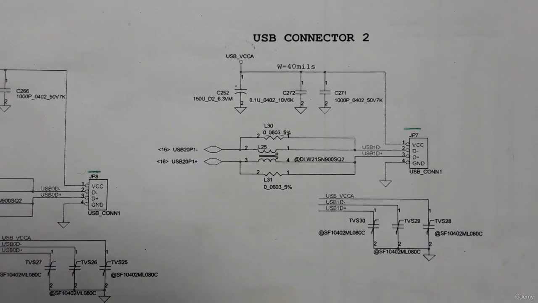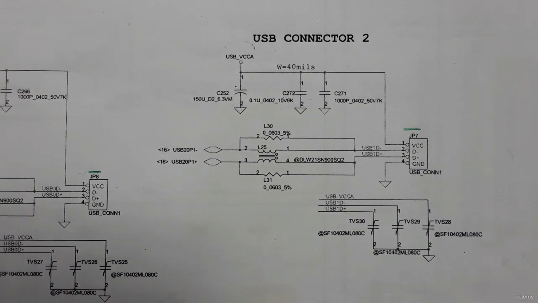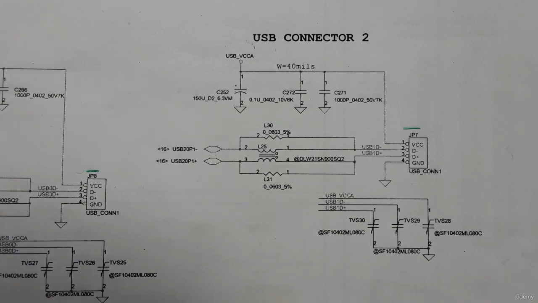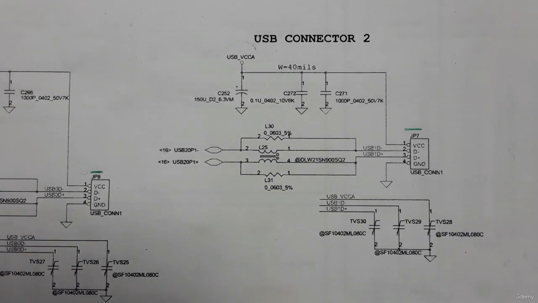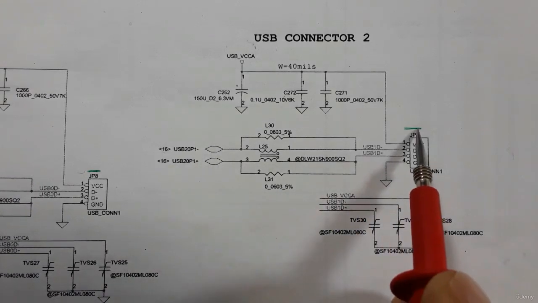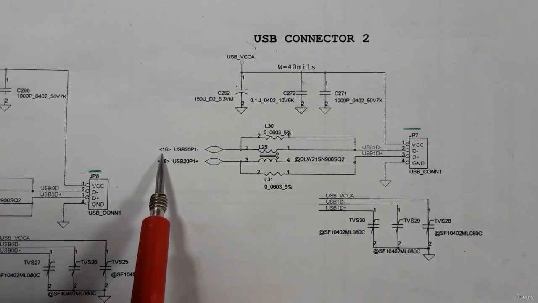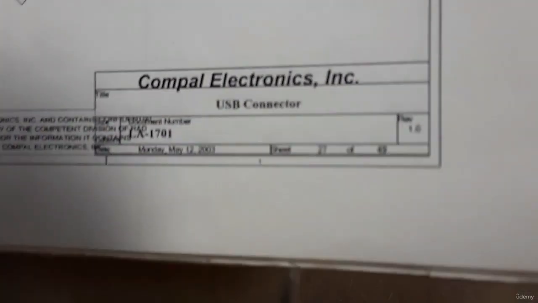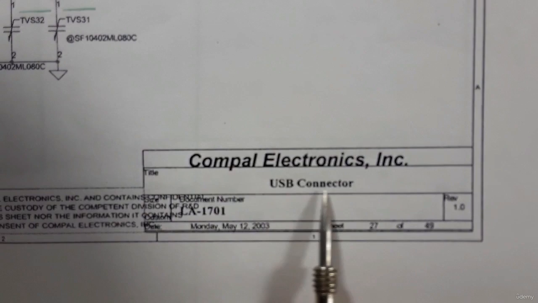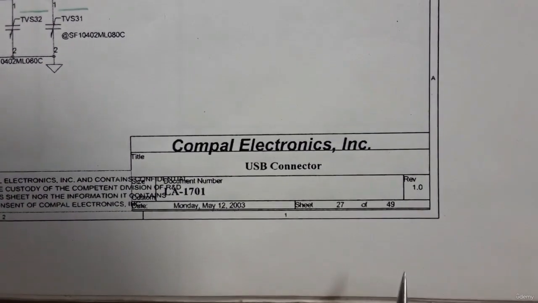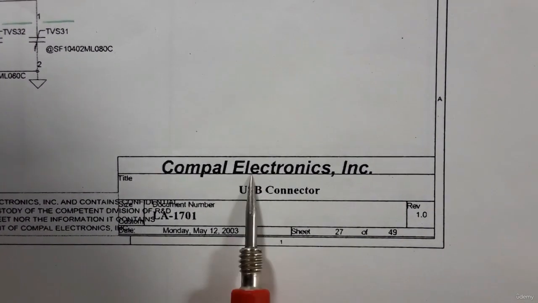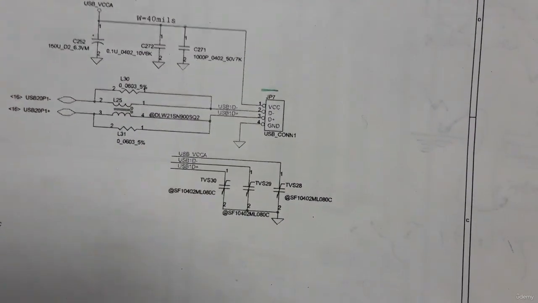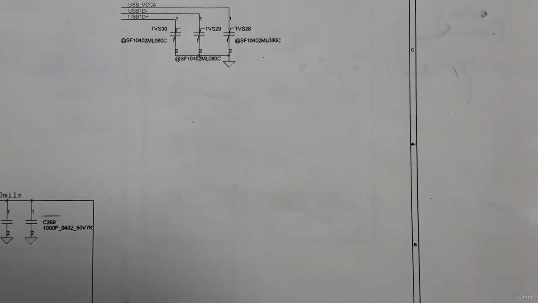Of course, as you know, the south bridge or the ICH controls all ports and connectors in the motherboard. That's why this USB connector is connected to 16. Let's go to page 16 in the schematic and check whether we have the ICH or not. So first we have the USB connector, as you see, this is page 27, USB connector. Now let's go to page 16.